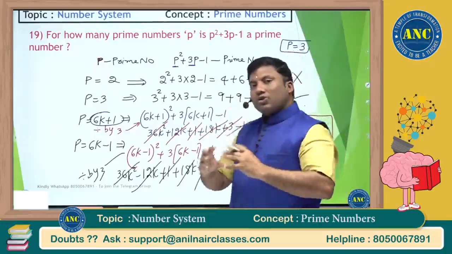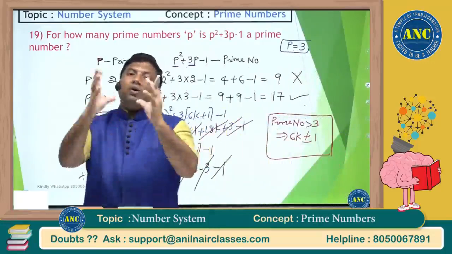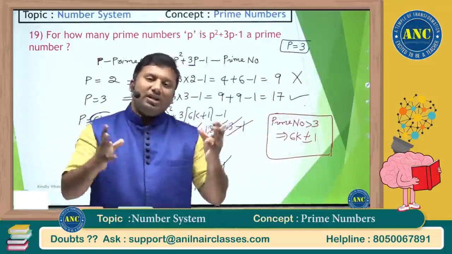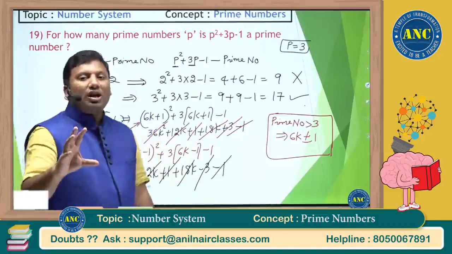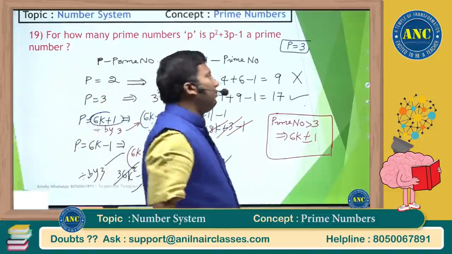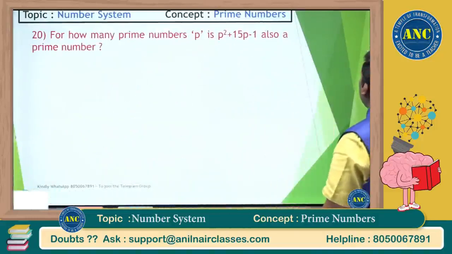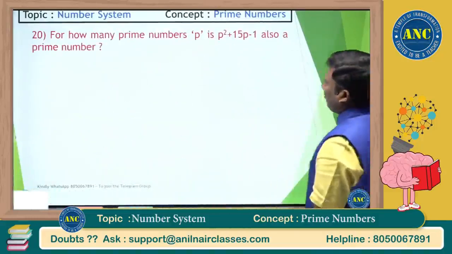So wherever a question asks how many prime values P can take such that an expression is a prime number, substitute the concept: every prime number greater than 3 is of the form 6k plus or minus 1. Now we can do this question very fast.